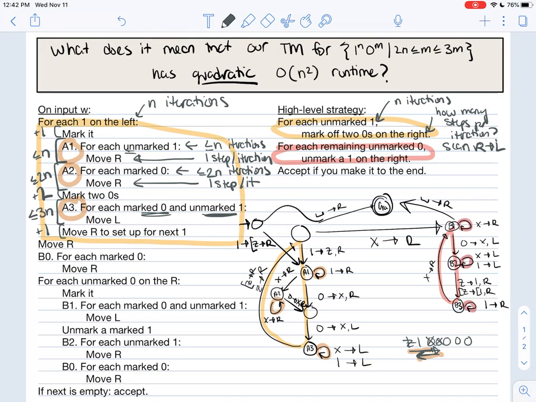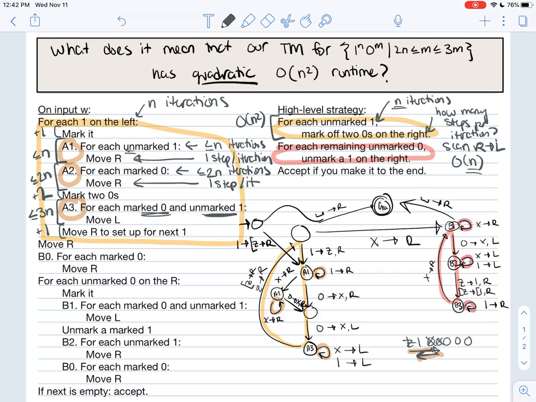And so what we're going to do is we're going to say that this value, 6n plus 4, grows linearly with the size of my input. And so linear runtime is written as O of n. So what we have is that our first phase has n iterations, each of which take linear time. So n iterations times linear time per iteration is quadratic runtime.